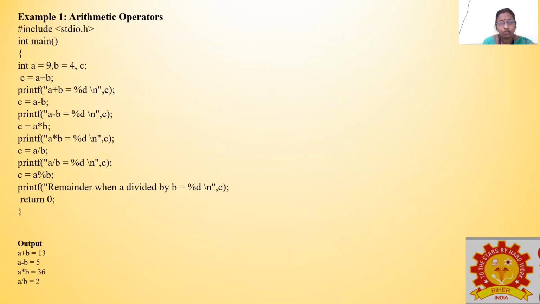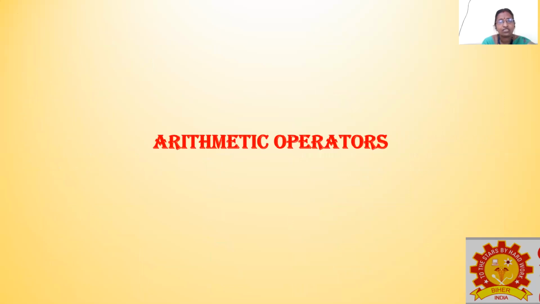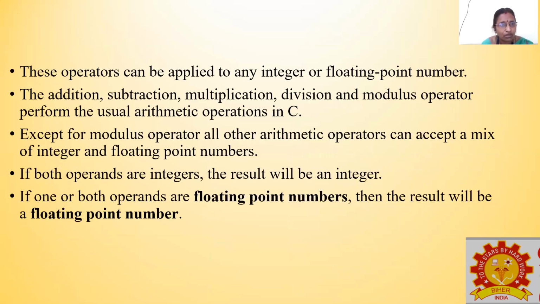So next one, arithmetic operators. These operators can be applied to any integer or floating point number. The addition, subtraction, multiplication, division, and modulus operators perform the usual arithmetic operations in C. Except for the modulus operator, all other arithmetic operators can accept a mix of integer and floating point numbers. If both operands are integers, the result will be an integer. If one or both operands are floating point numbers, then the result will be a floating point number.